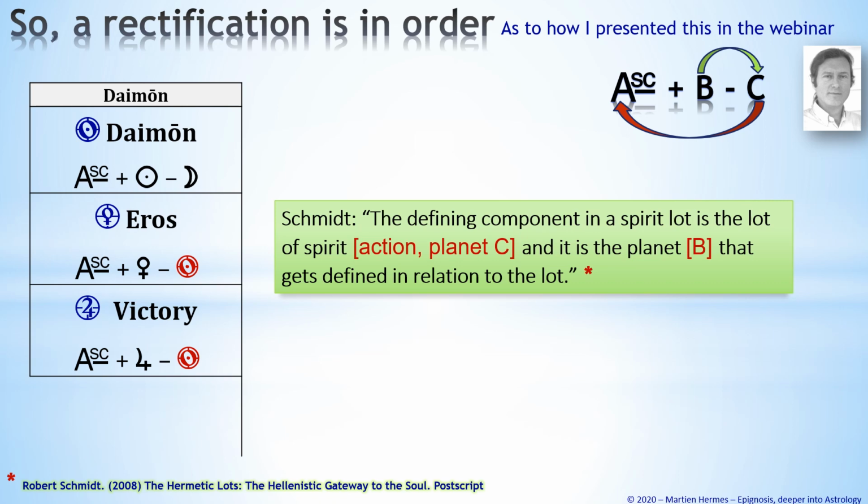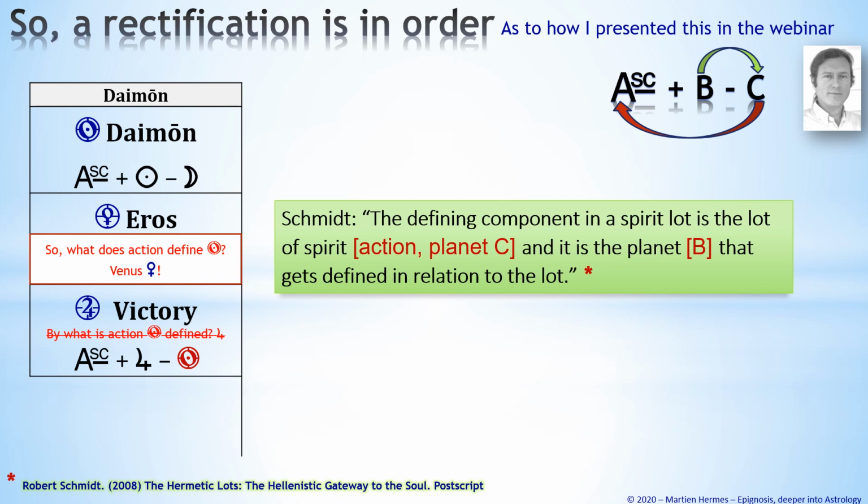Now Schmidt literally said the defining component in a spirit lot is the lot of spirit, which is action, planet C, and it is the planet B that gets defined in relation to the lot. So if at first I said, which was the wrong conclusion, by what is action defined? It is defined by Venus. And by what is action defined in the case of Jupiter? It's defined by Jupiter itself. But now the different approach ought to be, so what does action define? This action defines Venus. Why?